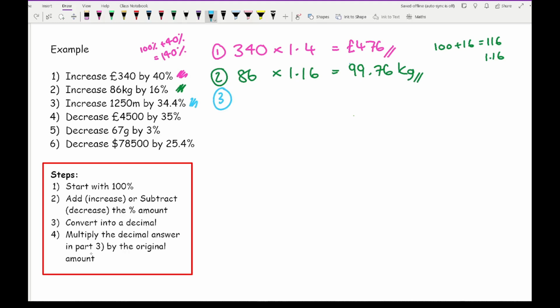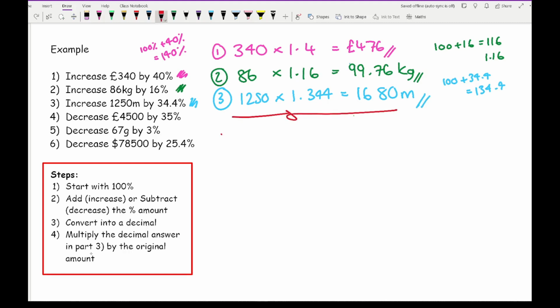Then for question 3, I'm increasing by 34.4. So I've got 100 plus 34.4, which is 134.4. Then as a decimal, you just move the decimal point 2 places. So that then becomes 1.344, and 1250 is our amount. So if I do 1250 times 1.344, it gives me an answer of 1680, and that's meters.